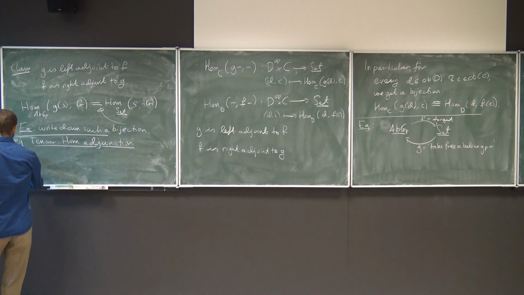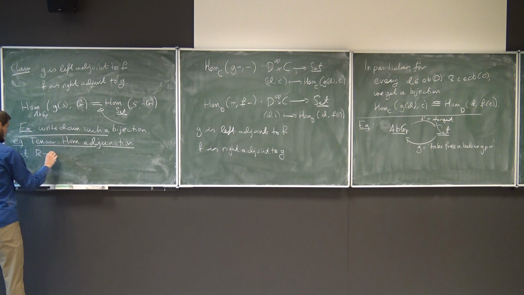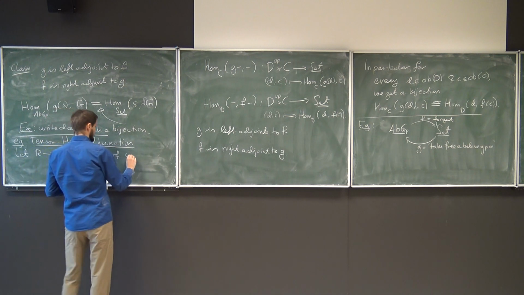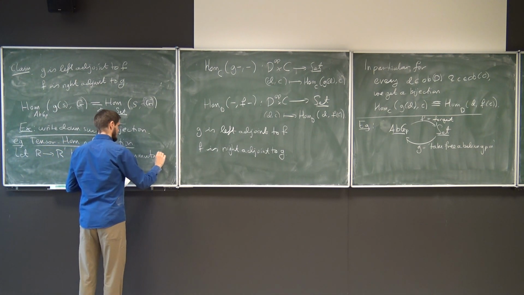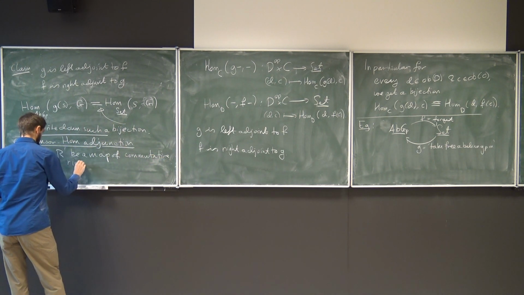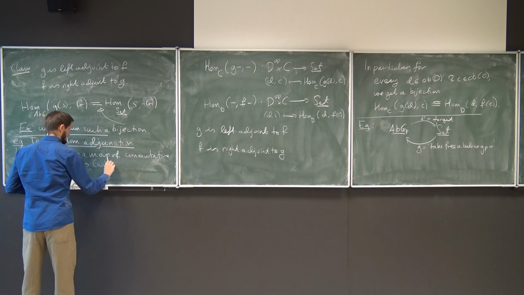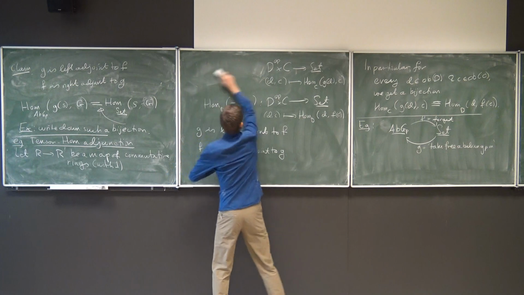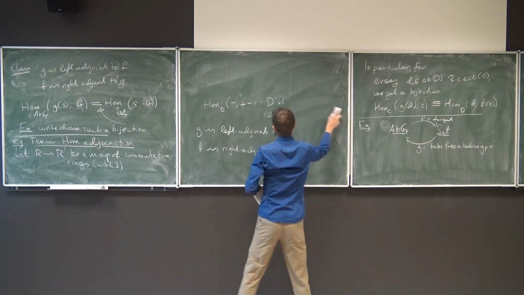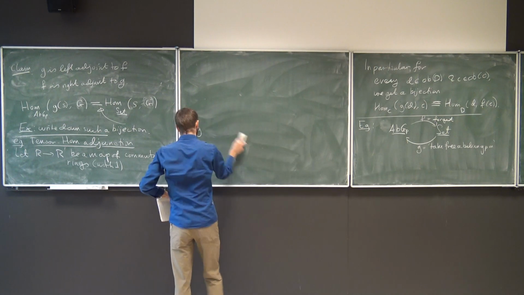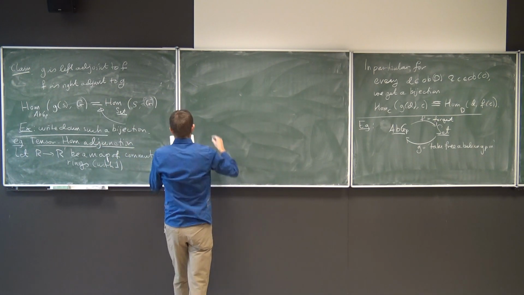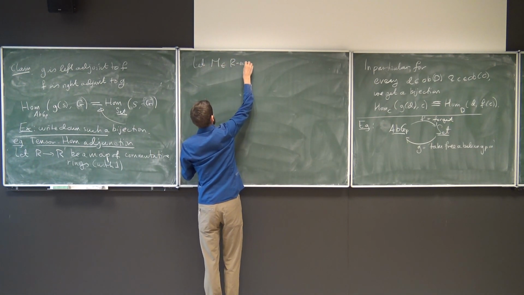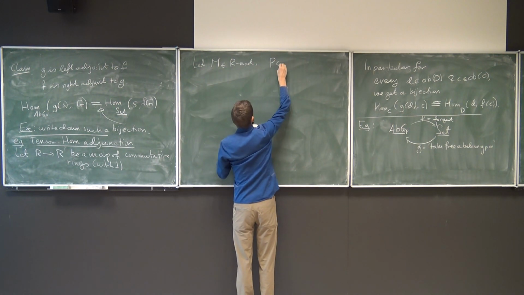So, let R to R prime be a map of commutative rings. For me, rings always have a 1, and the map should preserve the 1. Okay. So let M be an R module, and let P be an R prime module.